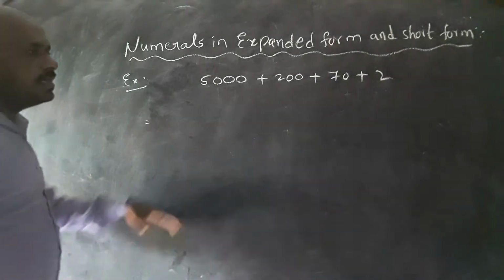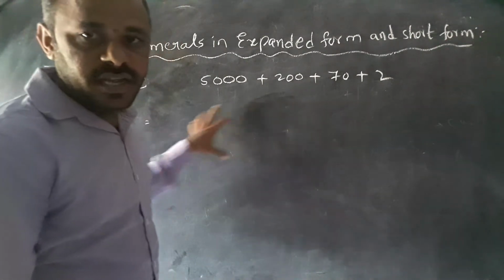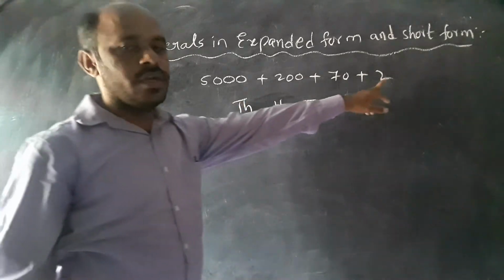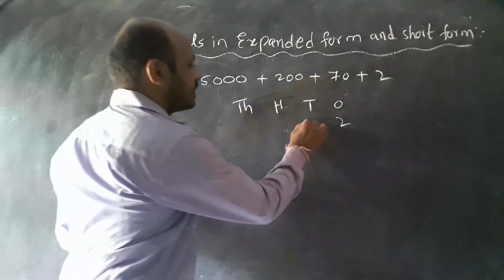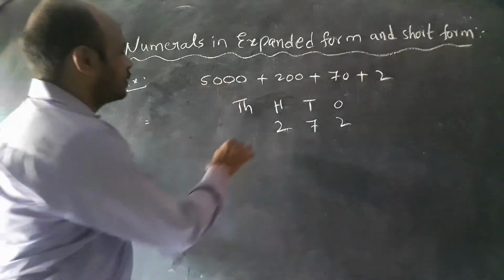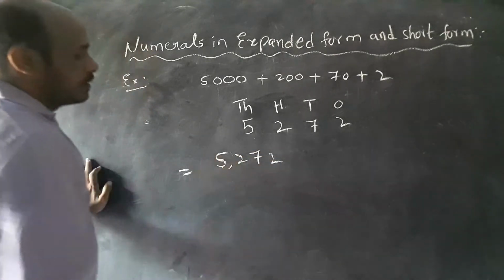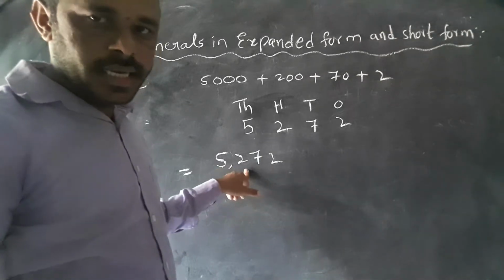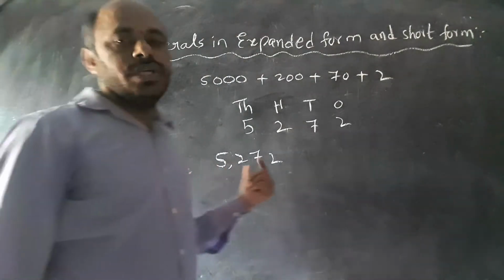How to write the short form? First write the place values: ones, tens, hundreds and thousands. The ones place is 2. The tens place is 7. The hundreds place is 2. The thousands place is 5. Then keep the comma after 3 places. Okay, 5272. This way we have to write the expanded form in short form.